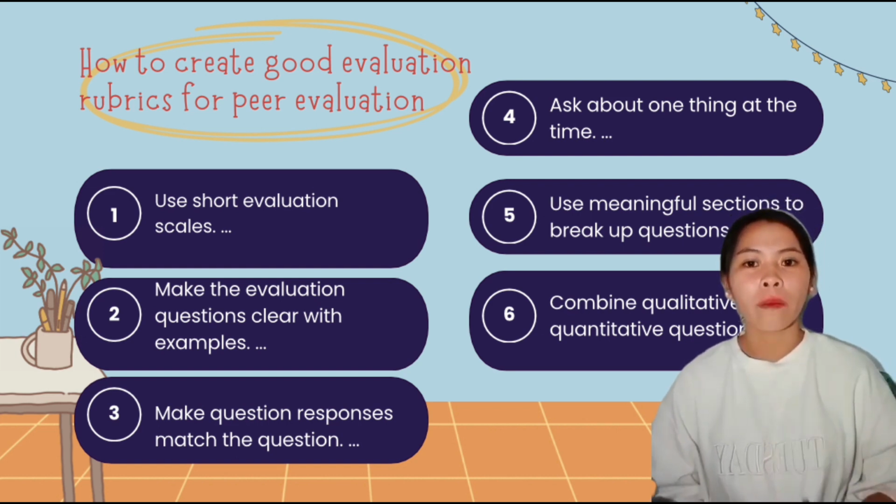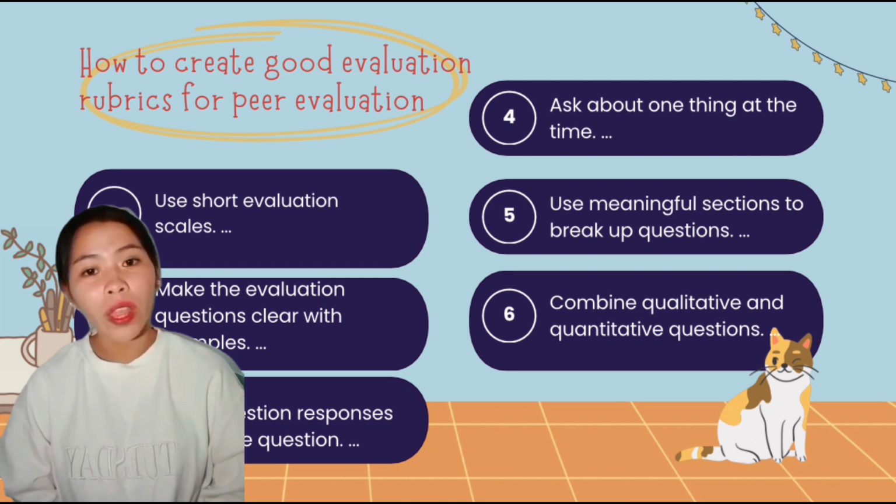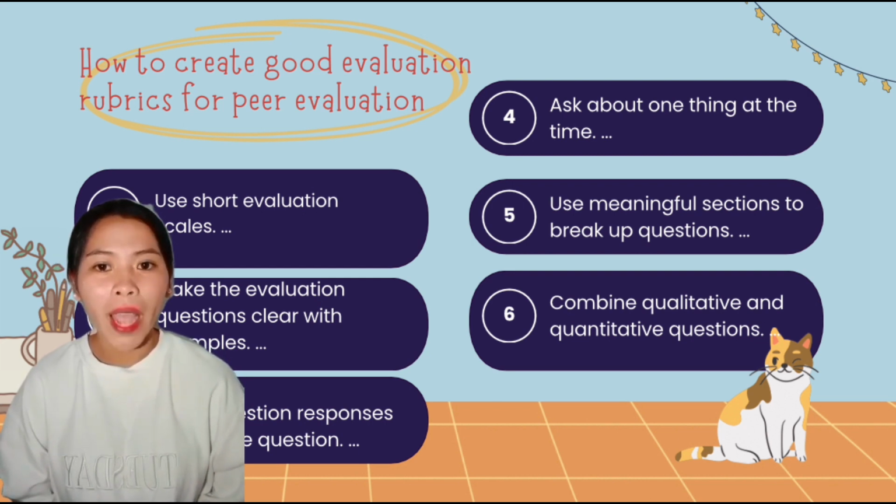In number 4, ask about one thing at a time. Often, it can be alluring to combine multiple questions into a single question to reduce the number of evaluation questions that students have to fill out.